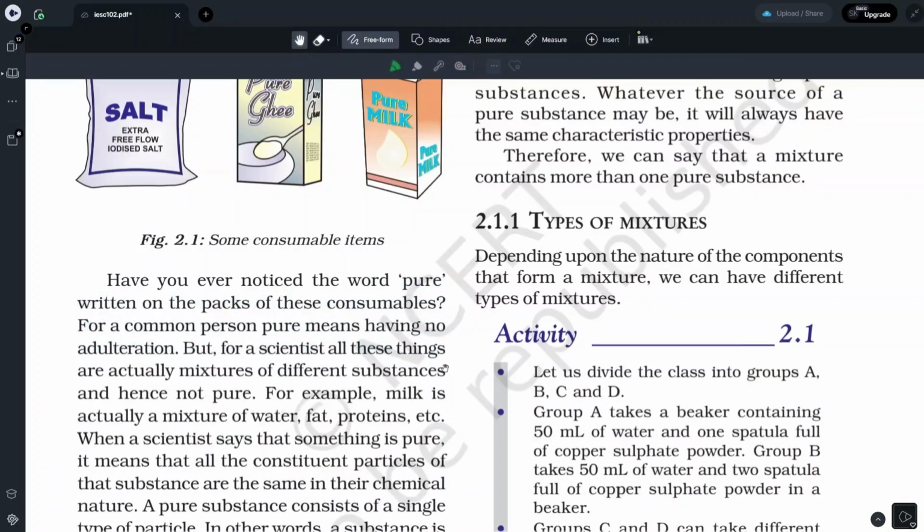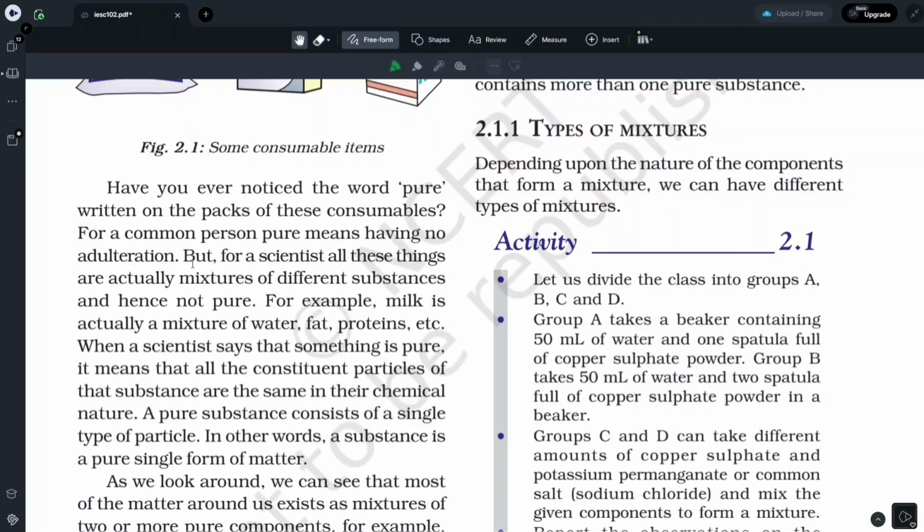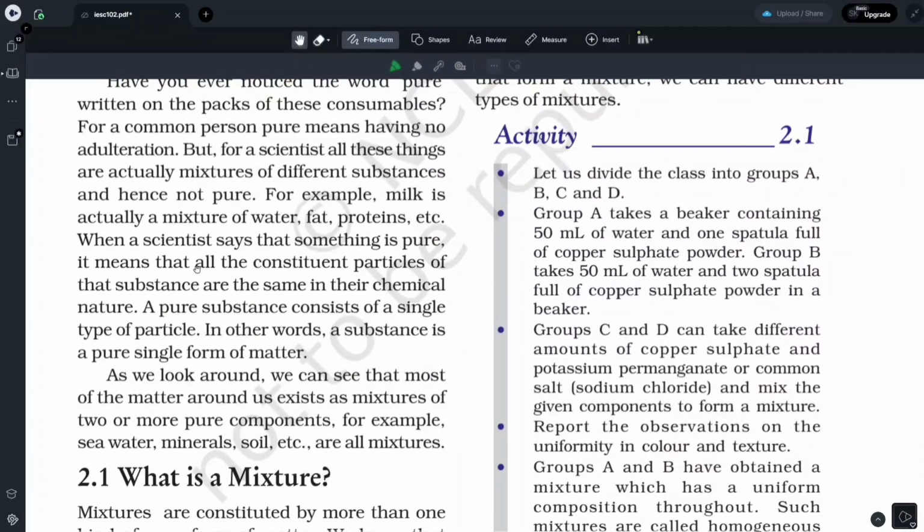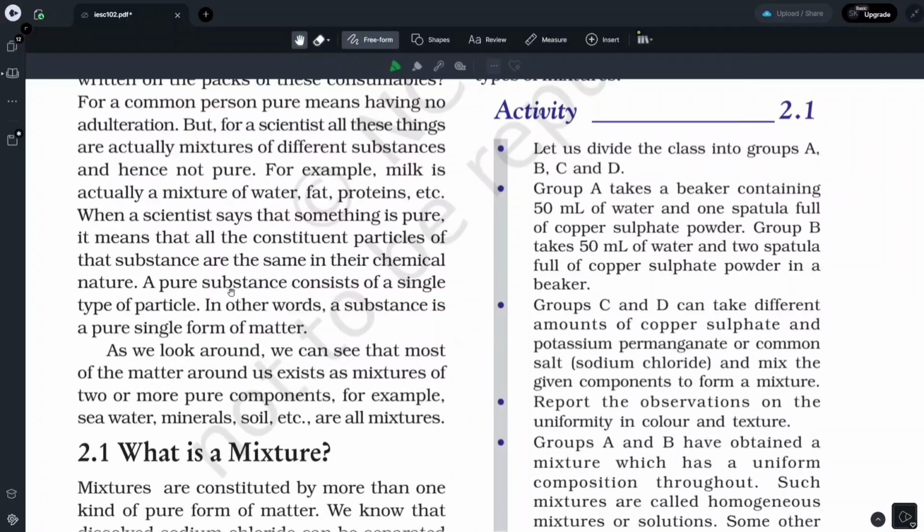For a common person, pure means having no adulteration, but for a scientist, all these things are actually mixtures of different substances and hence not pure. For example, milk is actually a mixture of water, fat, proteins, etc. When scientists say that something is pure, it means that all the constituent particles of the substance are the same in their chemical nature. A pure substance consists of a single type of particle.